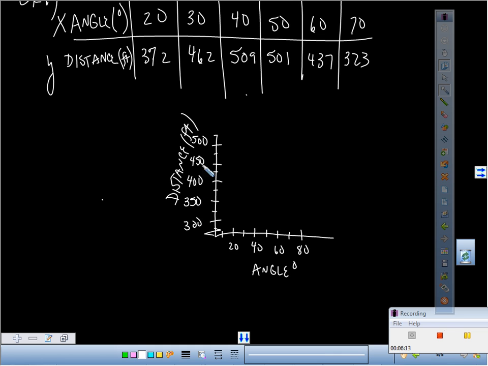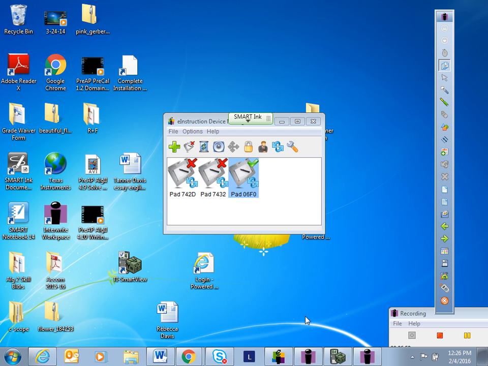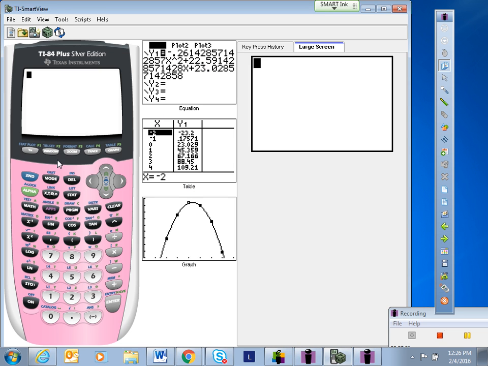Okay, so the rest of the stuff we're going to do in our calculator. So get your calculator out. All right? You need a calculator, people. So find one. Okay, so the first thing we're going to do is put our information in our calculator. Does anybody remember where we do that?